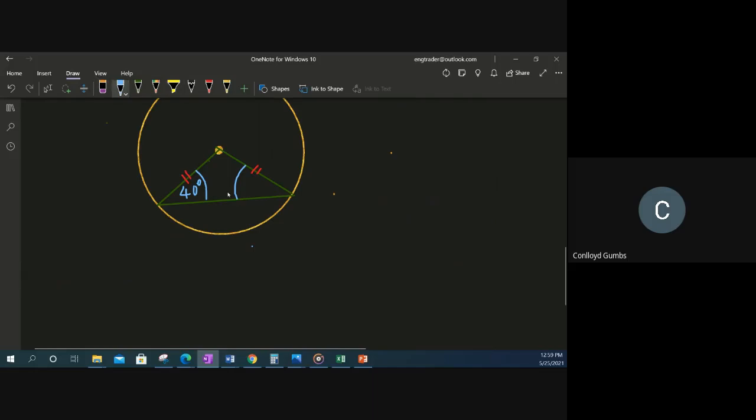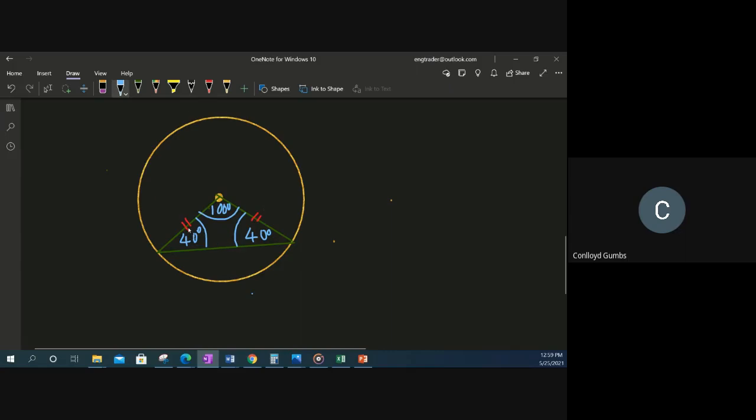So that means if this is 40, this here also has to be 40. And if these two are 40, I know that when I add all of these up, they're supposed to add up to 180. So 40 plus 40 is 80. So to get 180, I just need 100. So this little piece here would be 100. This here is 40. This here is 40. Now, that's if we are given this angle.